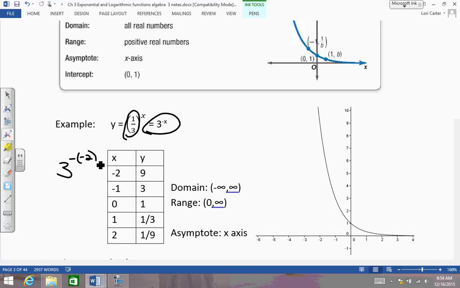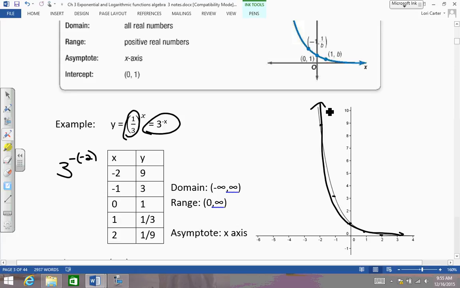Okay, you're plugging in -2 up here. Pay attention. Negative times a negative is a positive, so that's really 3 squared, 9. So -1 is really to the positive 1, so it's 3. Everybody understand? Okay, 0 is still 1. So 1/3, 1, 9. When you graph these, -2, 9, -1, 3, 0, 1, 1, 1/3, it does the exact opposite because it is a decay function.